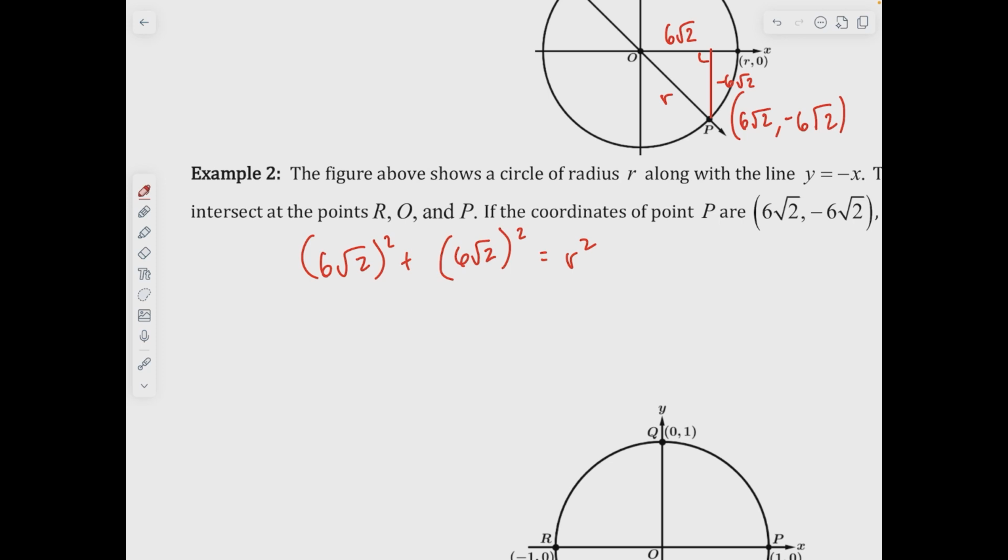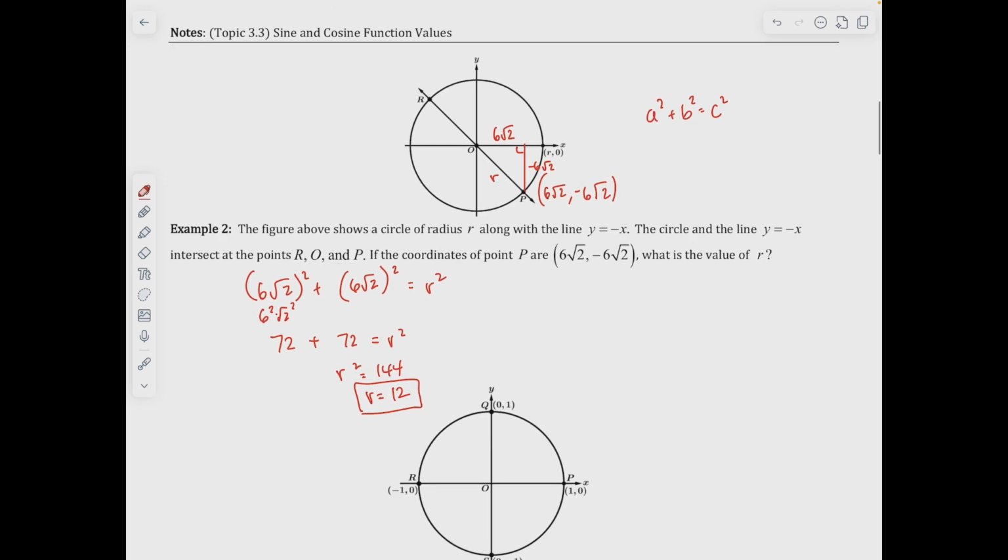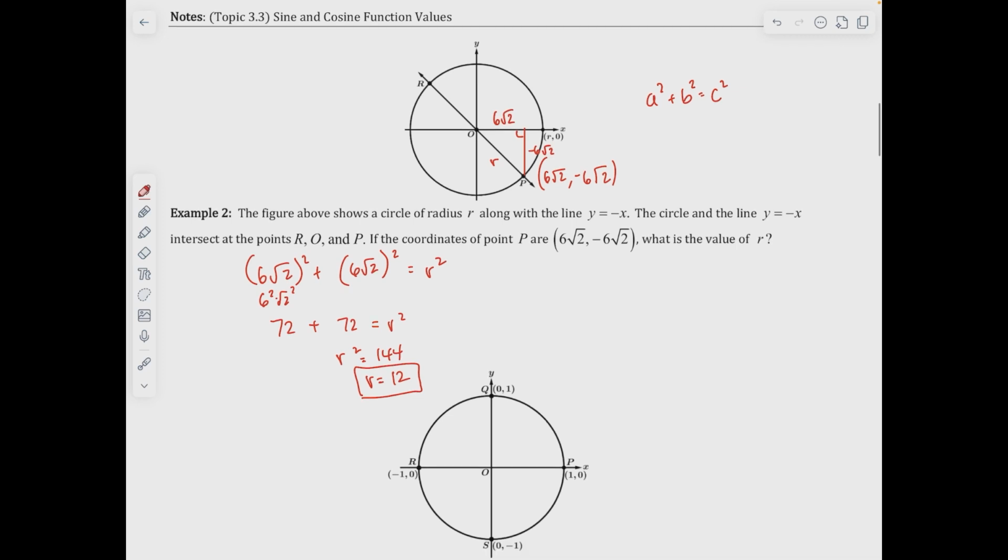So 6 root 2 times 6 root 2 is 36 root 4, which gives me 36 times 2, which is 72. So this is 72 plus 72 equals r squared. So r squared is equal to 144, which means my radius is going to be 12. So the Pythagorean theorem comes into play there.